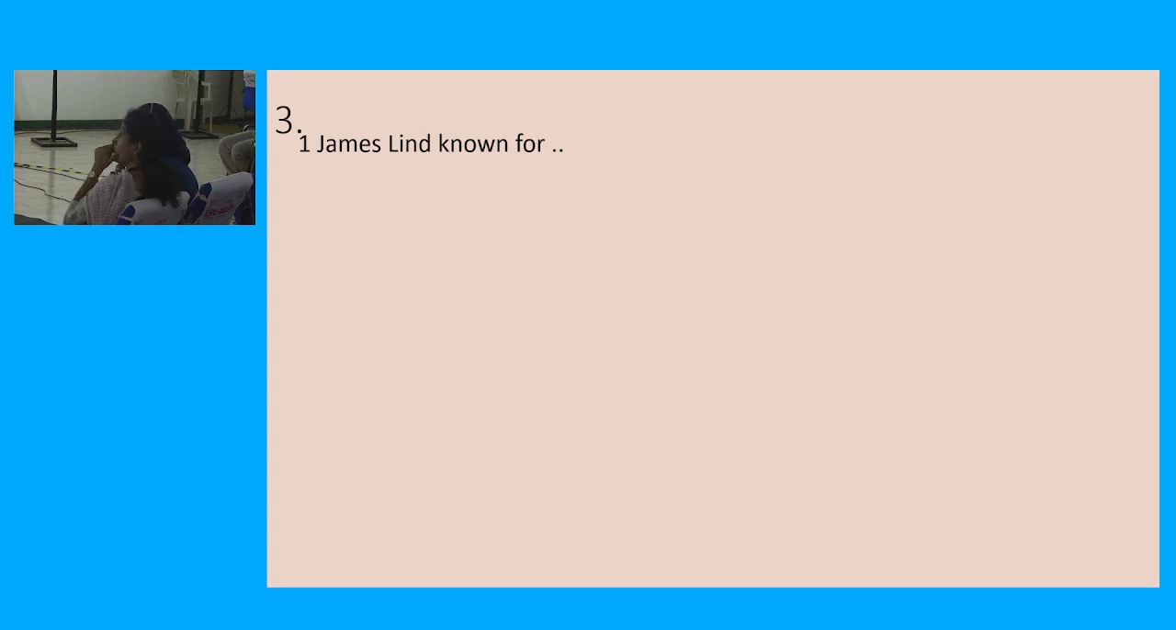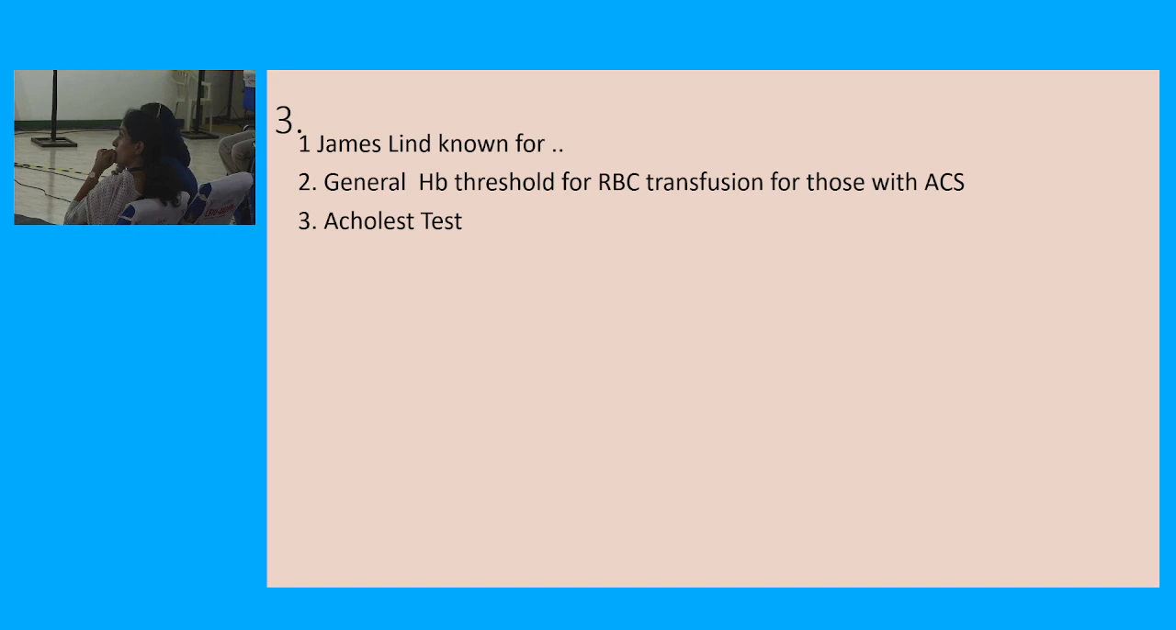Ready? We'll start once you're ready. James Lind is known for? Pass. General hemoglobin threshold for RBC transfusion for those with acute... 10. 8. Asholus test is for assessing? Succinylcholine apnea. That's right, pseudocholinesterase. 2 marks. Eriscat index is used for? Pass. What is MEC-sleepy? Like the artificial intelligence. Yeah, it's automated. It's called CLAD. Anyway, 2 marks for you.